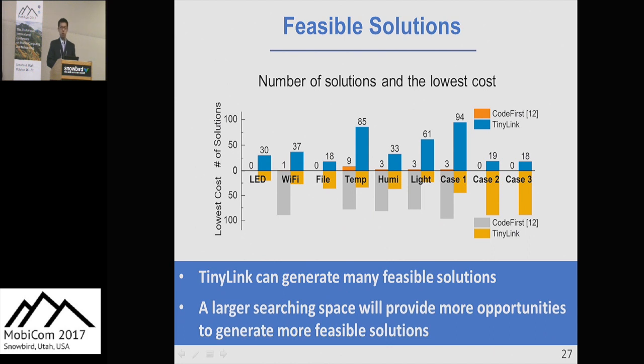We also evaluate the total number of solutions for each benchmark and case study, as well as their lowest costs among the solutions. And Code First, another rapid prototyping technique, is our baseline in the evaluation. From the figure, we can see that TinyLink can generate many feasible solutions. And a larger search space provides more opportunities to generate feasible solutions.